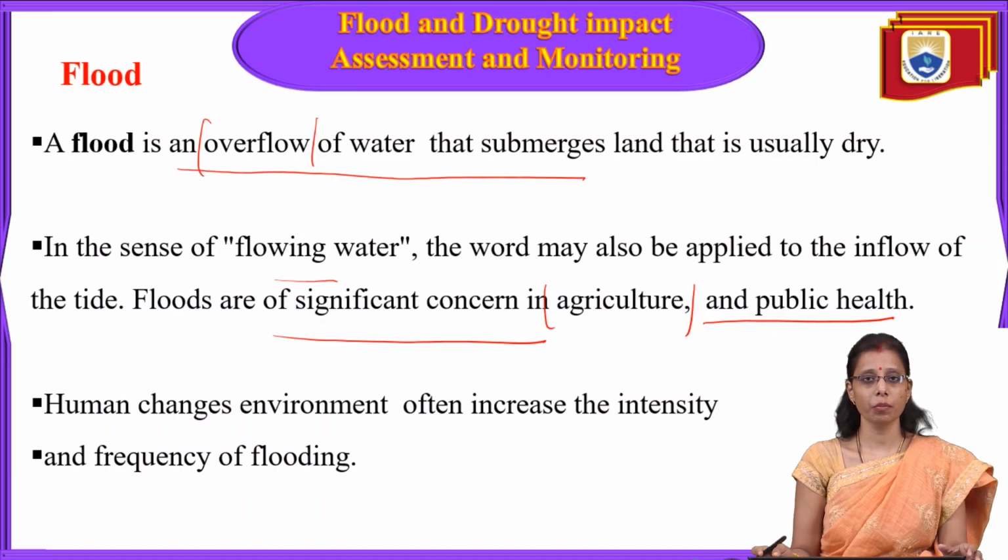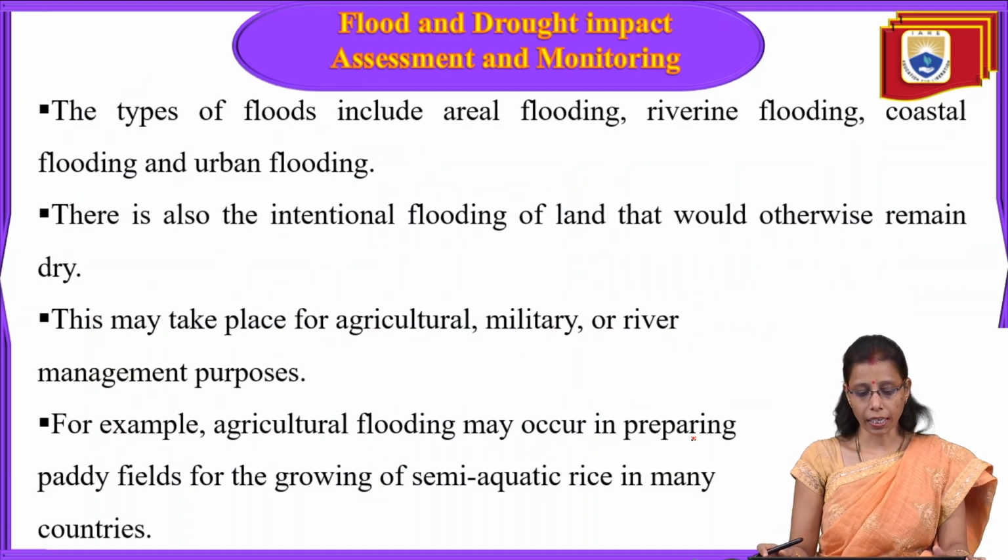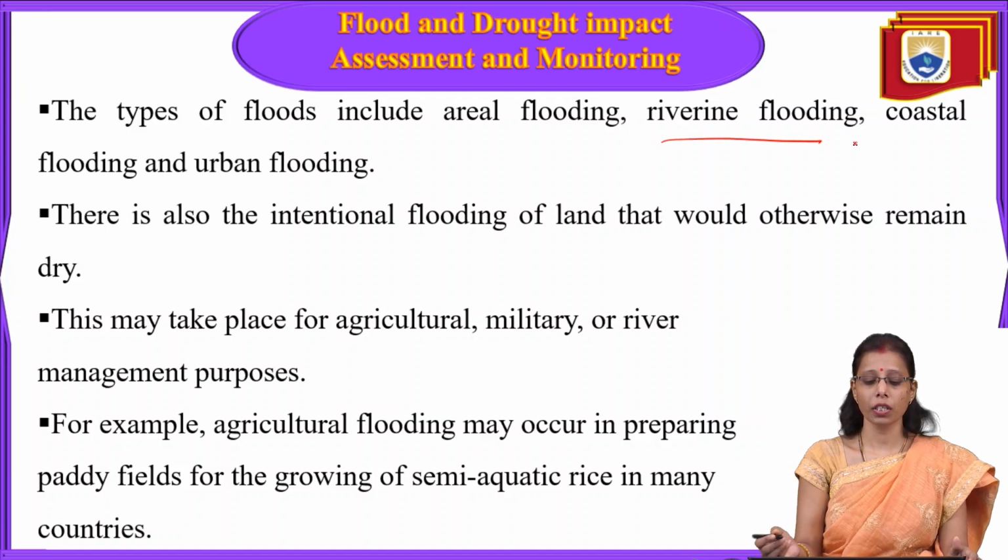So these are the problems where, due to the flood, it occurs in agriculture as well as in human health. Now human changes to the environment often increase the intensity and frequency of flooding. Now the types of floods include aerial flooding, riverine flooding. So what are the different types?